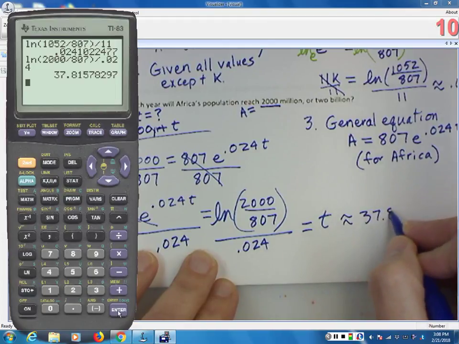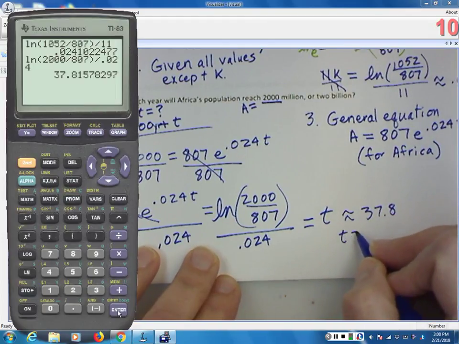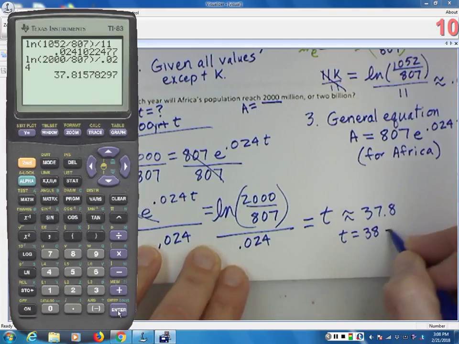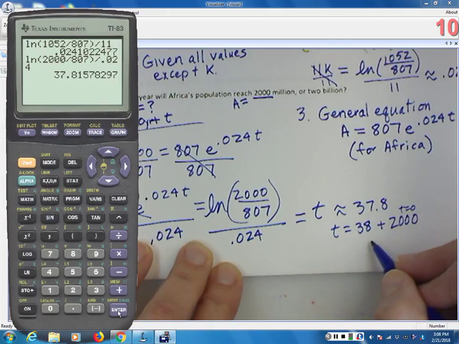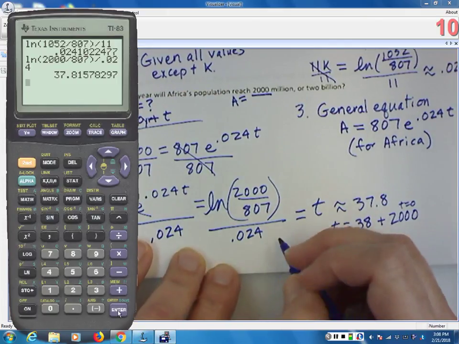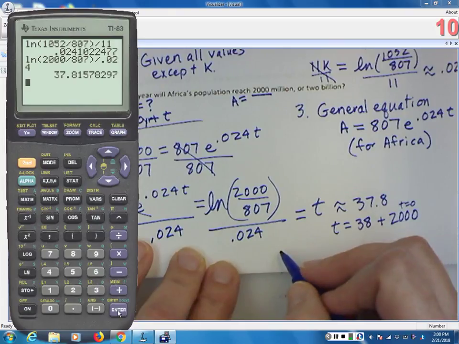Then we can round to the nearest number. t is 38. And we're going to add the 2000 because that's what t equals 0 was. That's t equals 0 was at the year 2000. So in the year 2038, the population will reach 2 billion.